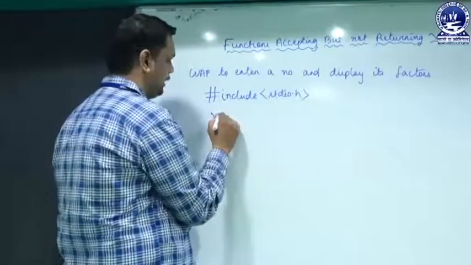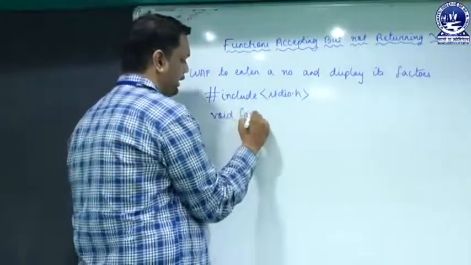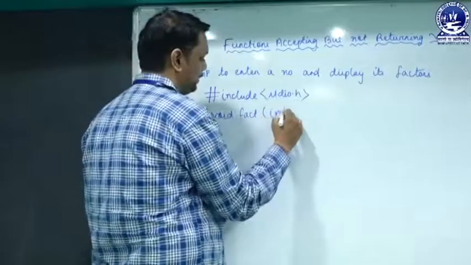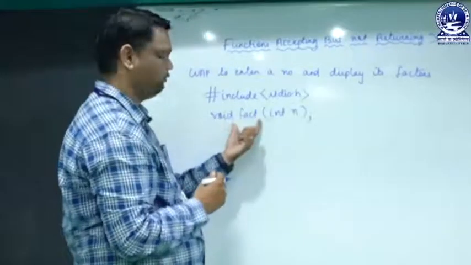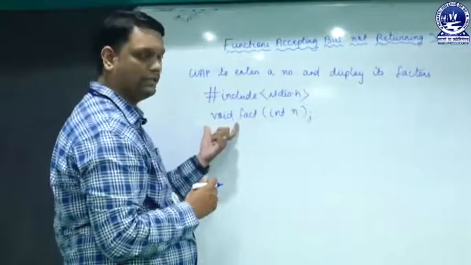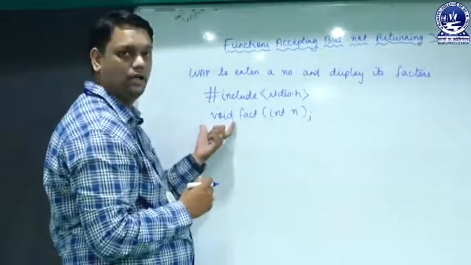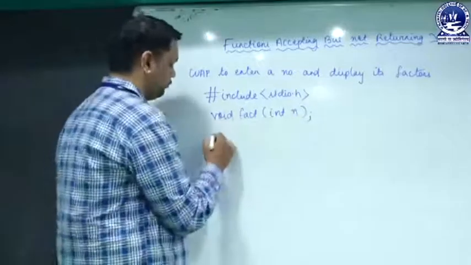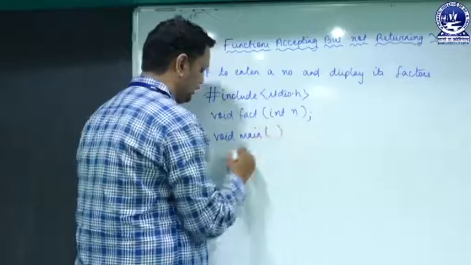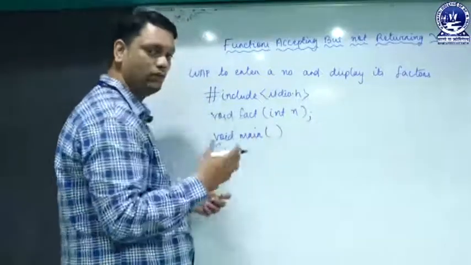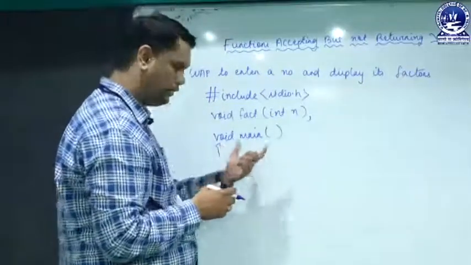So let us say I will write void fact and it will accept a value, let us say int n. So we have declared a function fact and it will not return any type of value, that is why we have written it as void. Next we will be declaring the main function. This is the very important part of a program because the program execution starts from the main function.